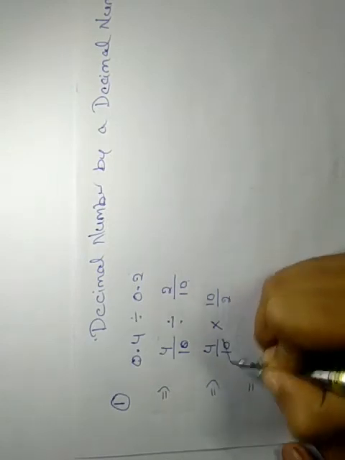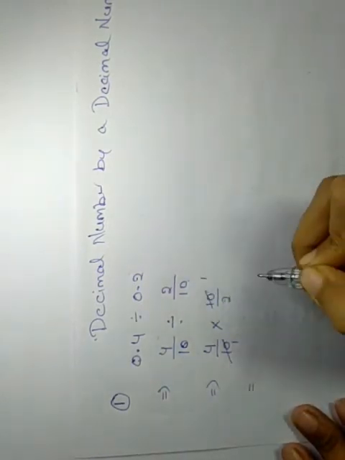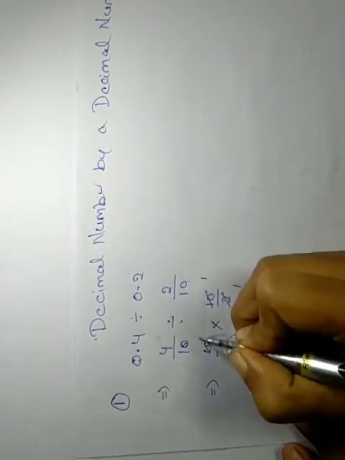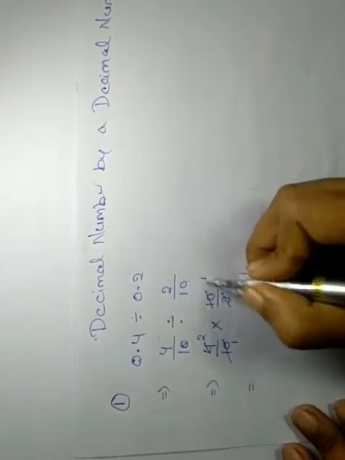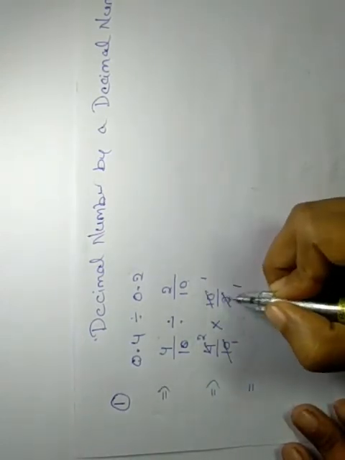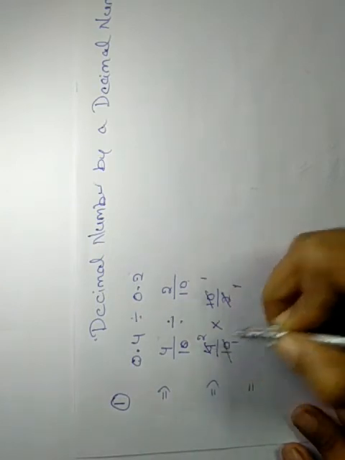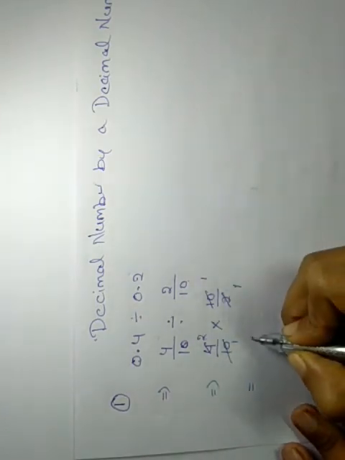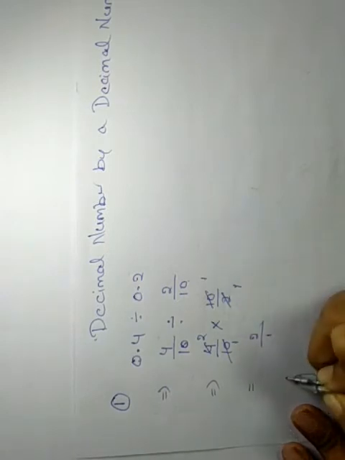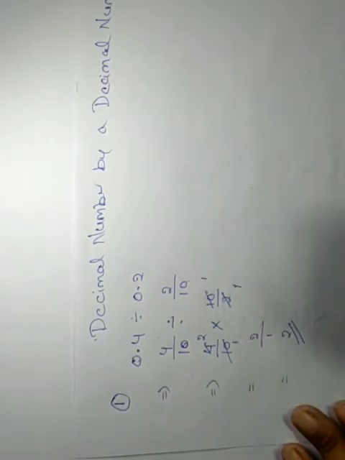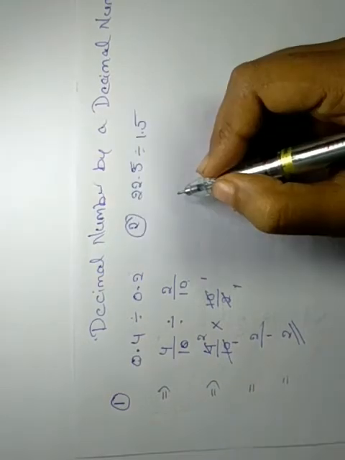You can see that 10 ones are 10, again 10 ones are 10. 2 ones are 2, 2 ones are 2. Here we got, sorry, this is 2 ones are 2, this is 2 twos are 4, right? Now 2 ones are 2 and 1 ones are 1, or we can write it as 2. Yes, this is how we have to divide a decimal number by a decimal number. We'll take one more example.